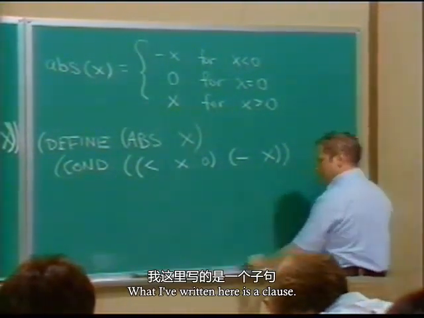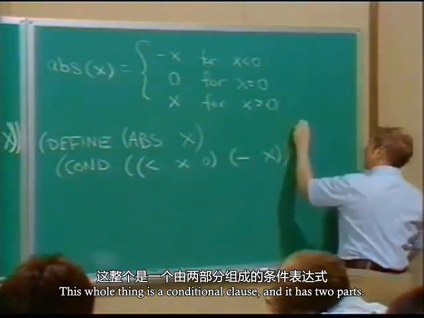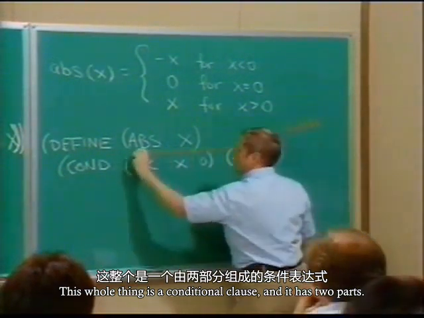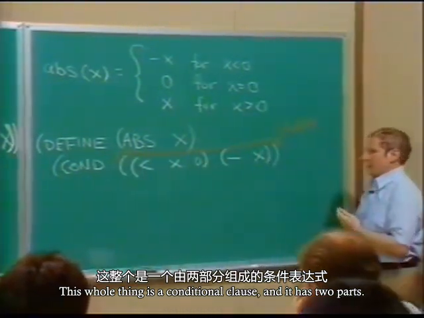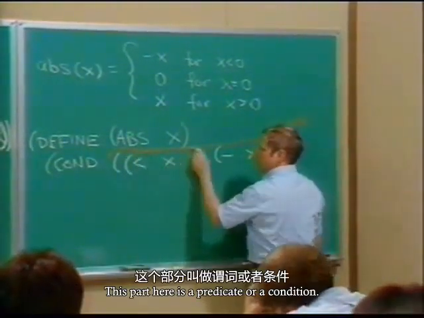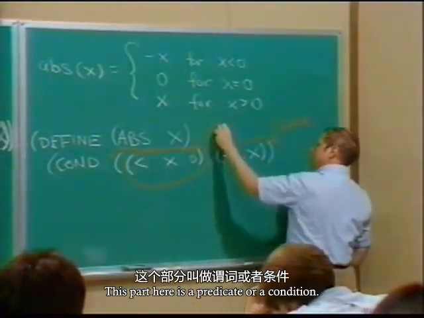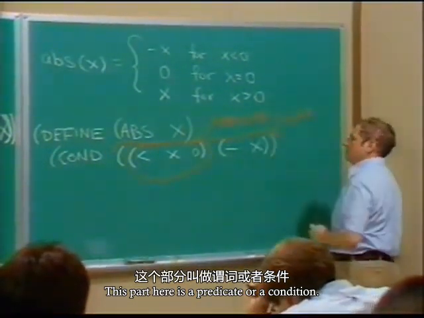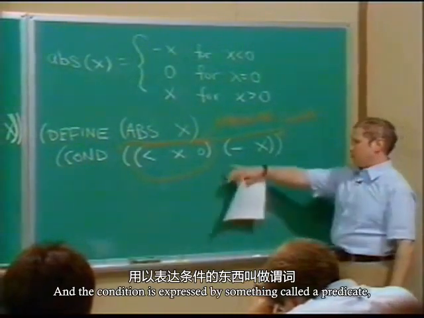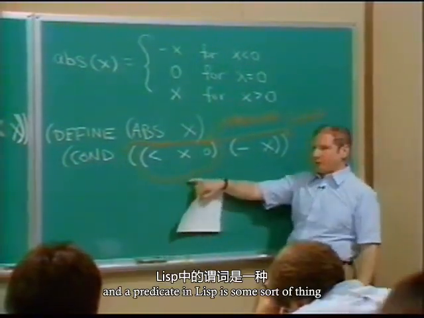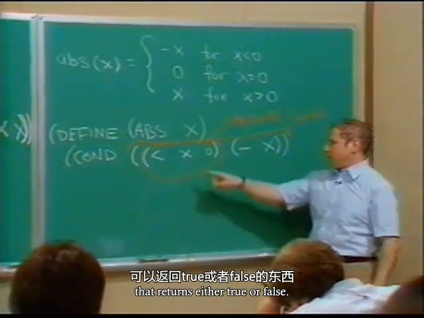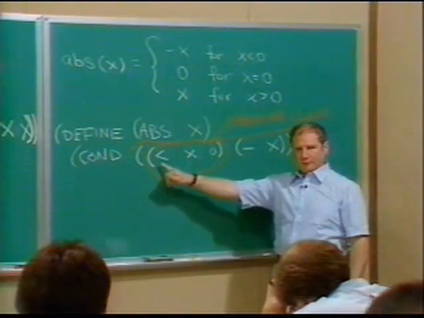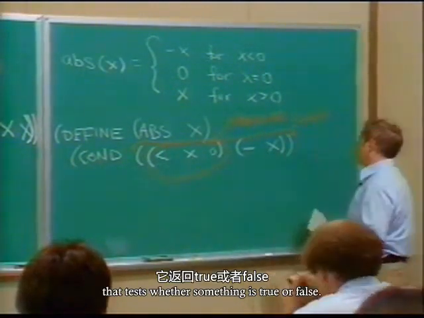What I've written here is a clause. This whole thing is a conditional clause, and it has two parts. This part here is a predicate, or a condition. That's a condition, and the condition is expressed by something called a predicate, and a predicate in Lisp is some sort of thing that returns either true or false. And you see Lisp has a primitive procedure less than that tests whether something's true or false.